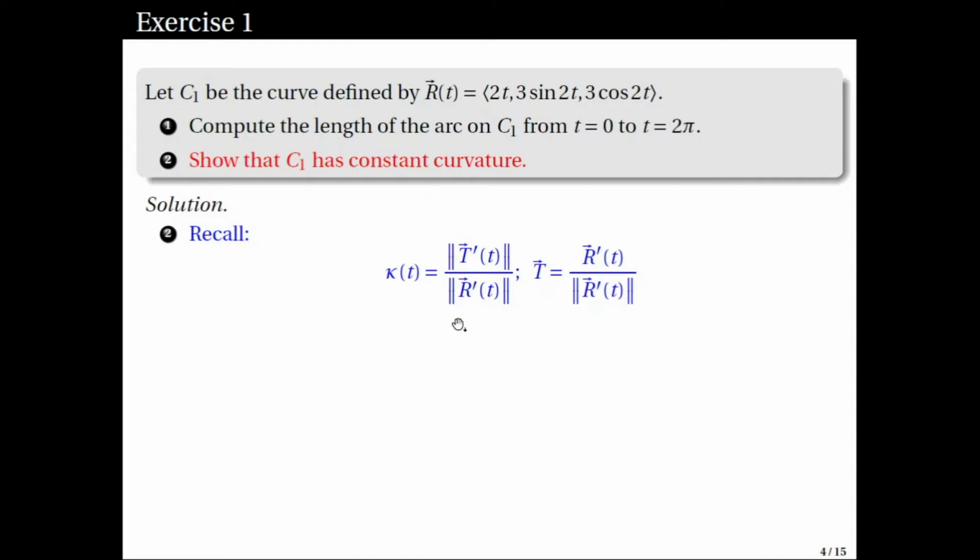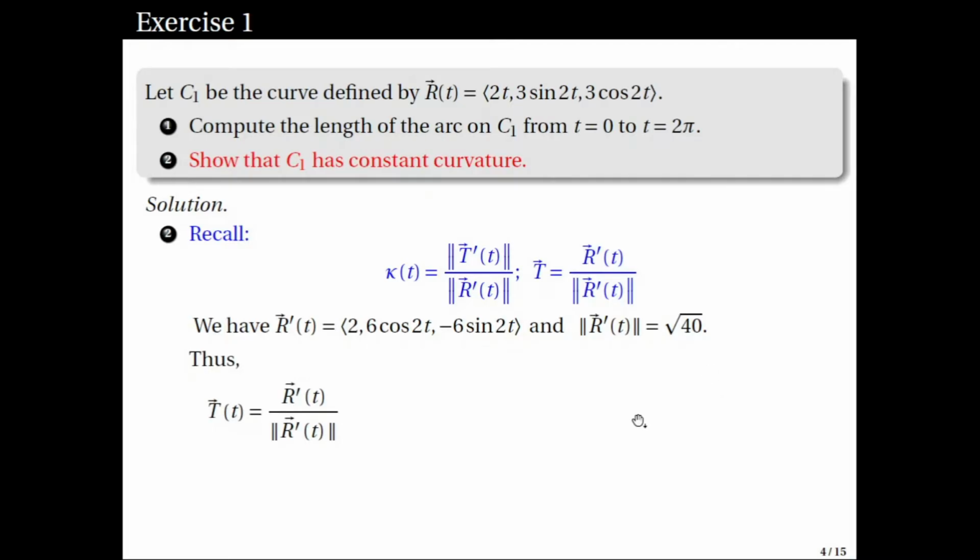The curvature is just equal to the norm of the derivative of the unit tangent vector divided by the norm of the derivative of r. And just to recall again, the unit tangent vector is just r prime divided by its norm. From 1, we have r prime of t equals to this one, and also its norm equals square root of 40, which is also 2 square root of 10. So what we do here is we get first the tangential vector T and get the derivative of that, T prime, and get the norm of T prime.